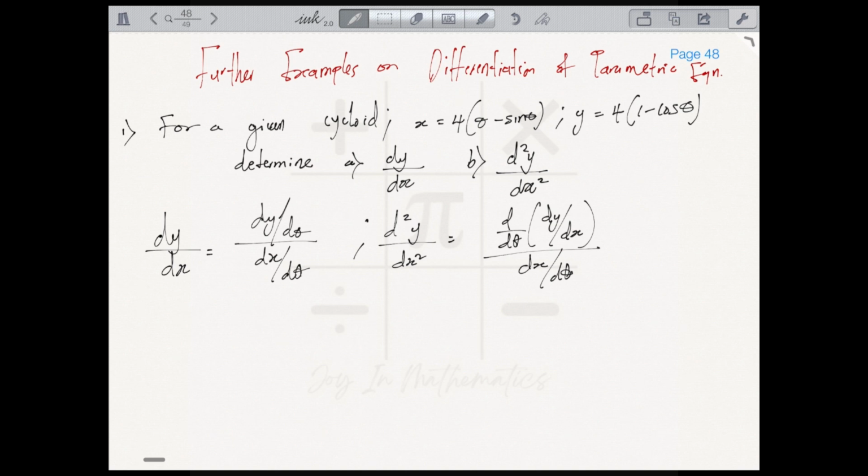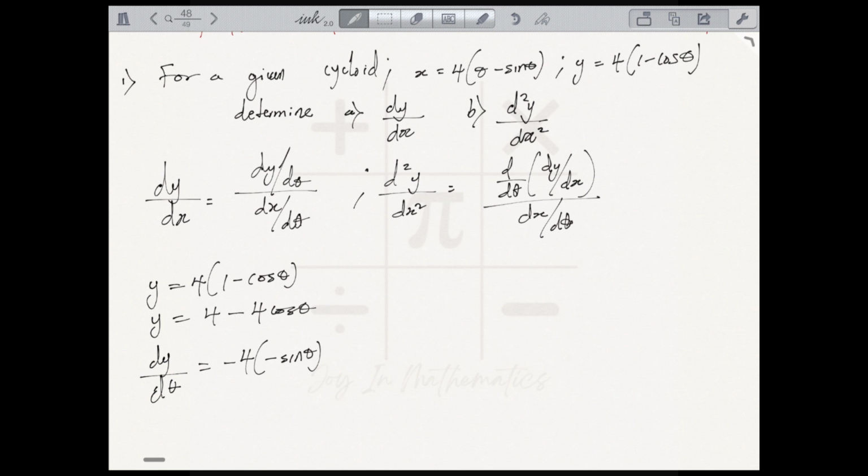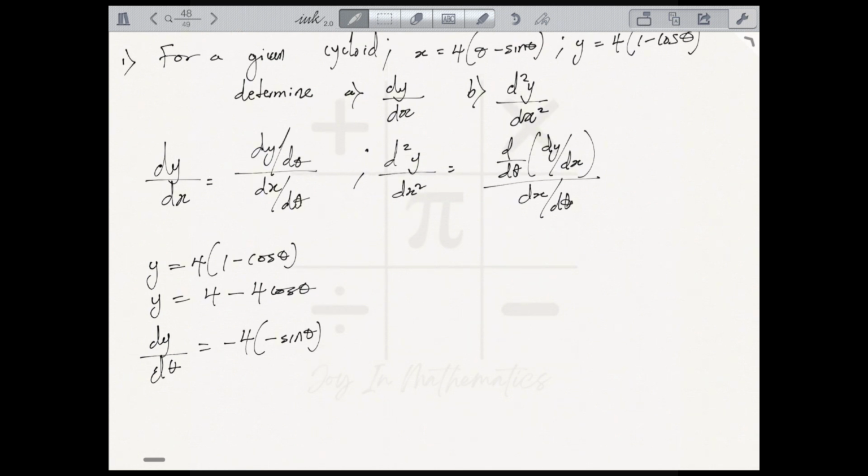let's evaluate dy/d theta and likewise dx/d theta. So given that y is 4 into (1 minus cos theta), this can be simplified as 4 minus 4 cos theta. Therefore, our dy/d theta is what? Minus 4 into minus sine theta, because when we differentiate cosine, we will have minus sine. And this is equal to 4 sine theta.